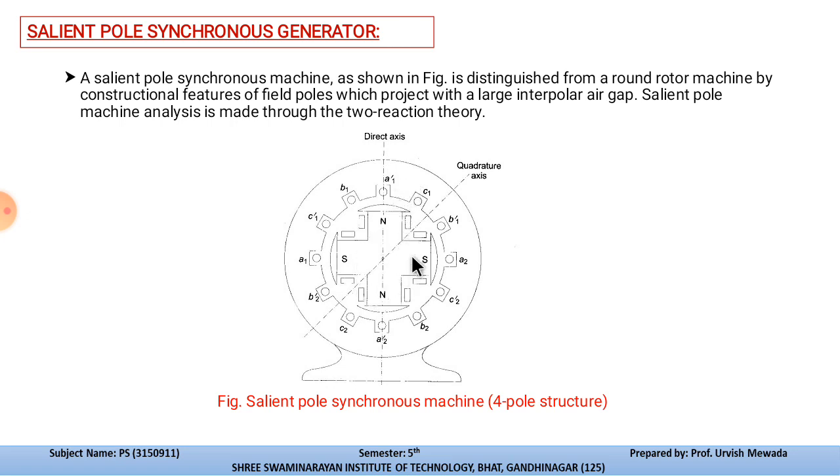Now, the salient pole synchronous machine is distinguished from the round rotor machine by the constructional features that I already discussed, and by the poles, which project with a large interpole air gap. Over here you can see that this is the interpolar air gap, and salient pole machine analysis is made through the two reaction theory that we already discussed in our electrical machines.